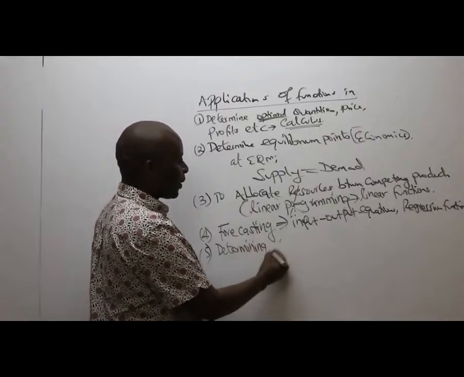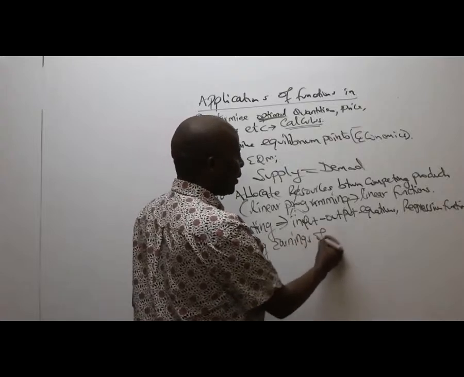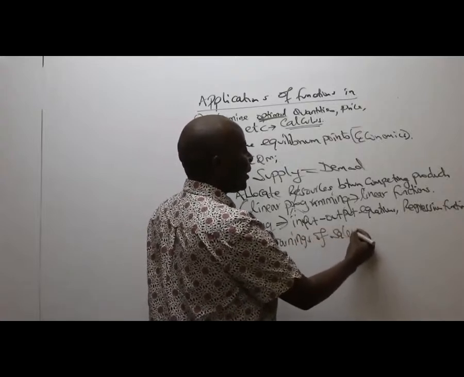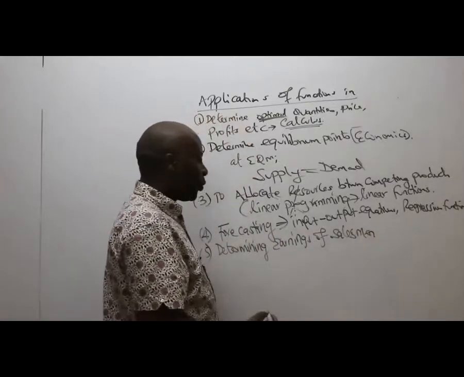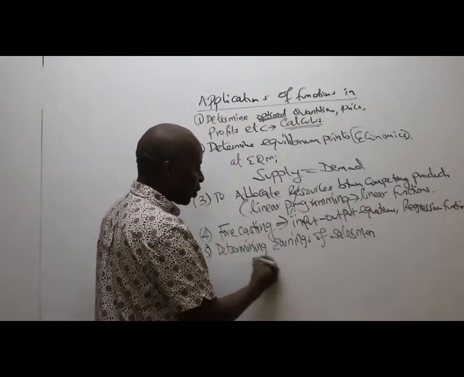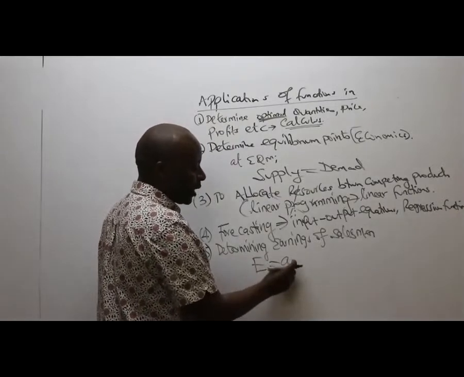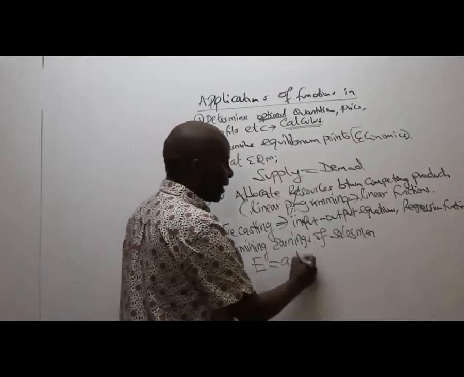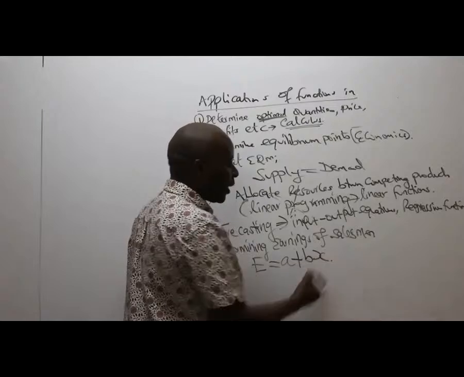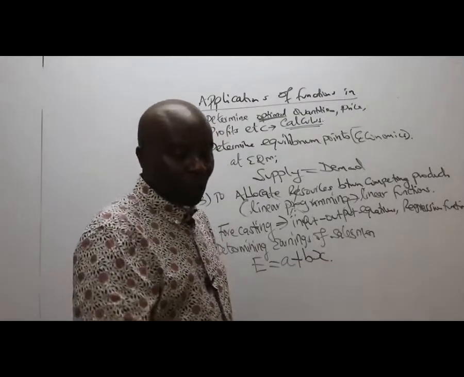earnings of salesmen. Remember, salesmen in most cases use what here? They use this kind of an equation. We have total earnings equals the basic fees plus the commission per unit multiplied by your number of units.